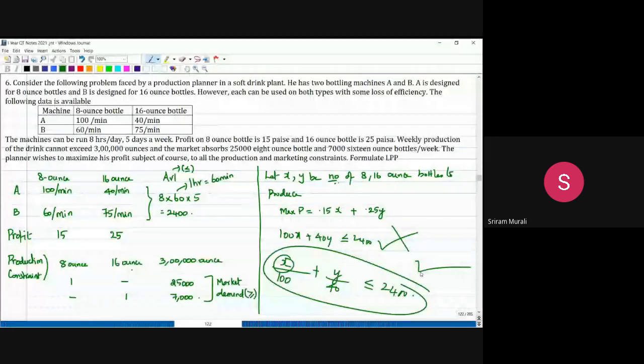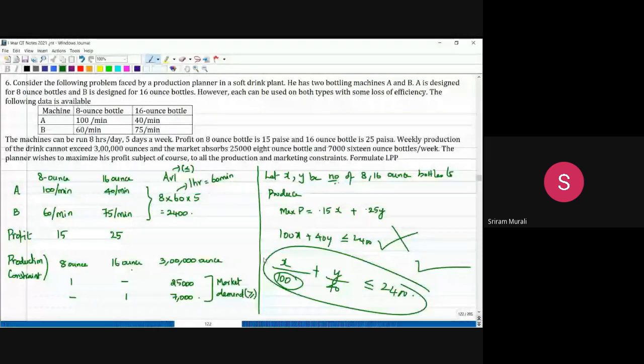As per the given, the 8 ounce bottle produced by machine A in a given minute, how many can it do? As per the given, 100. It can do 100, but will we go with all 100? Still we do not know how many to produce, but the machine has that capacity. So we have to decide where to put more, so that efficiency is not lost. At the same time, we have to produce more. Also, we want to maximize the profit. Are you able to understand?